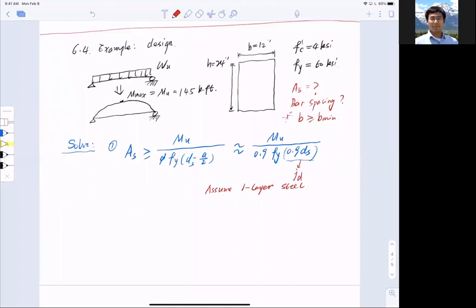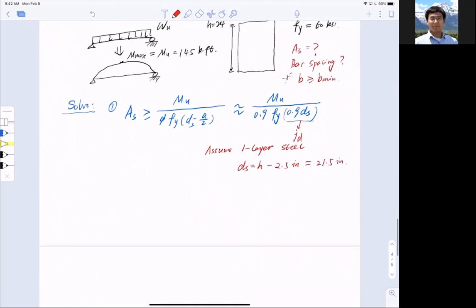Then the ds would equal to h. Yes, sir. Okay. Sorry. No worries. So ds equals h minus 2.5 inch, and that gives me 21.5 inch. It's 24 minus 2.5. Okay. So with this, I can start to calculate.